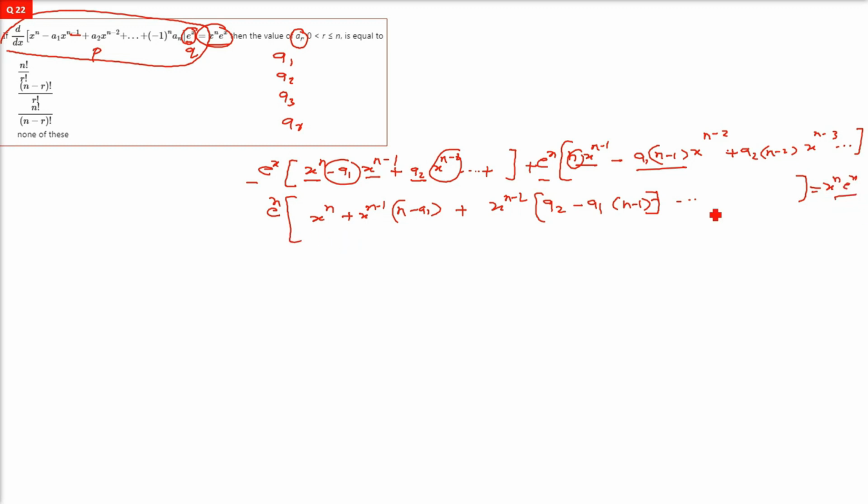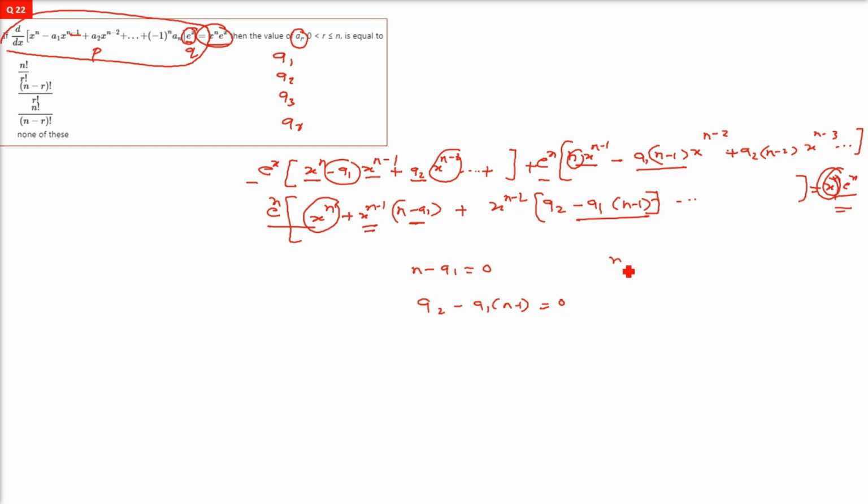Alright, now just equate this. So x to the power n e to the power x is already there. So all the other terms are going to be 0. That is x to the power n minus 1, there is no coefficient here. x to the power n minus 2, no coefficient here. So n minus a1 is equal to 0. Similarly here a2 minus a1 into n minus 1 is equal to 0.